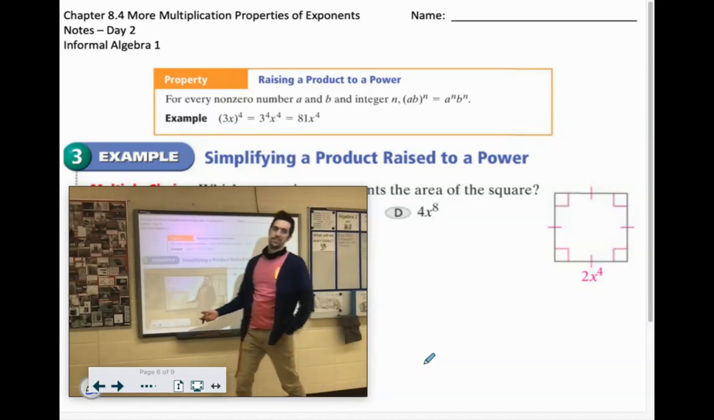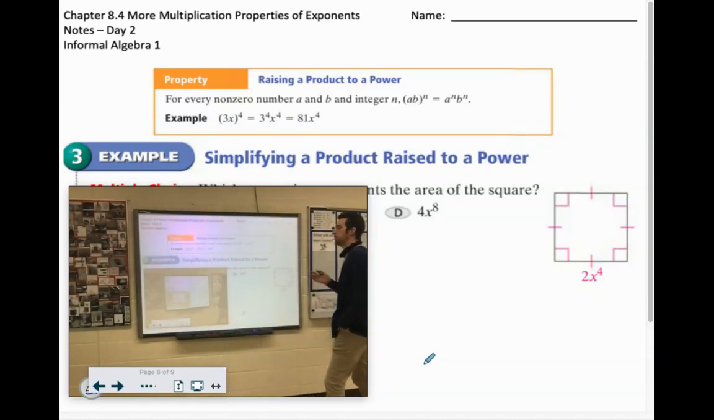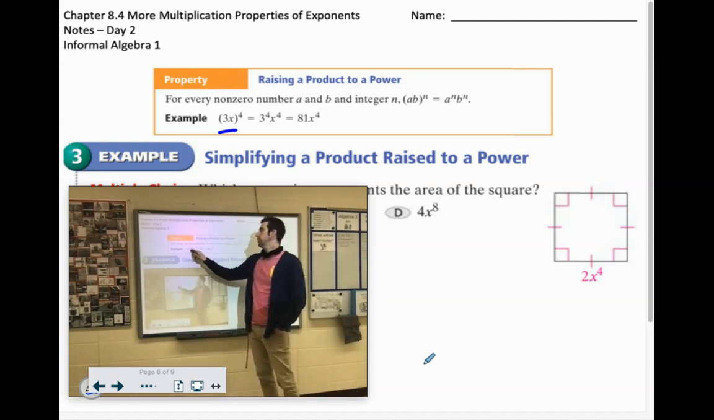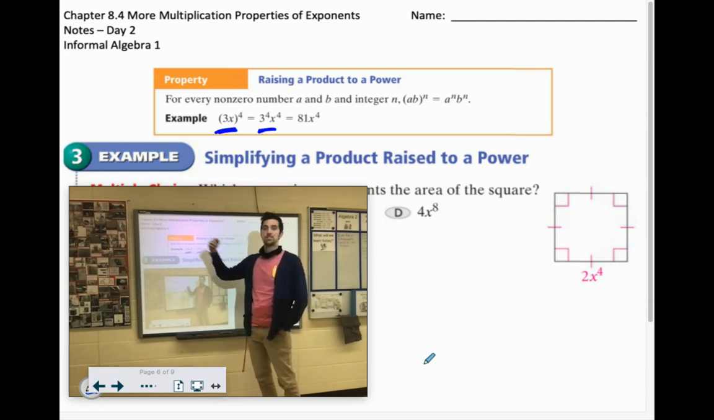Welcome back. Let's talk more properties of multiplication. So look at the property we're dealing with today. You have multiple things inside the parentheses being raised to the fourth power. So you'll notice you have to give that exponent to everything inside the parentheses.